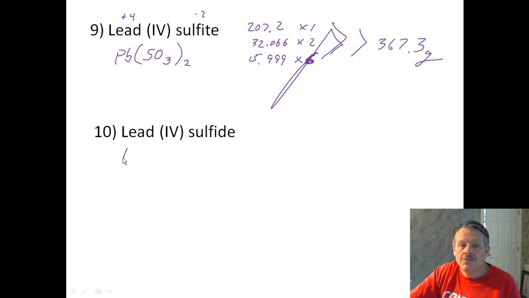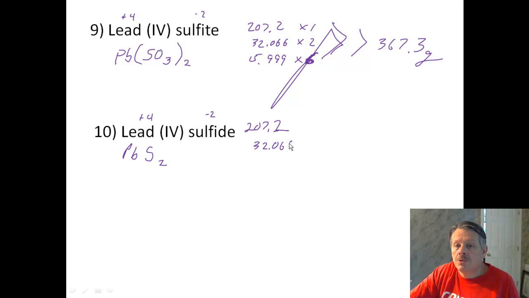Lead sulfide, that's Pb, that's S. Again, I have +4, I have -2, so I'm going to have PbS2 as my formula. Pb, again, we're getting used to this, is 207.2. You'll notice eventually you memorize a lot of these numbers. Sulfur is 32.066. I have to multiply that by 2. When I add that entire thing up and multiply it out, I get 271.3 grams.